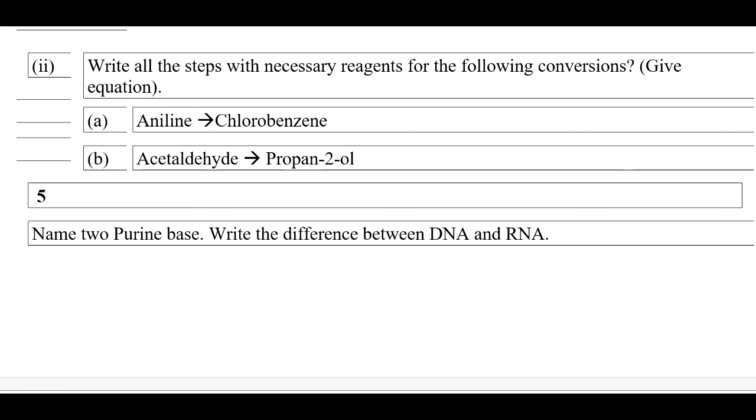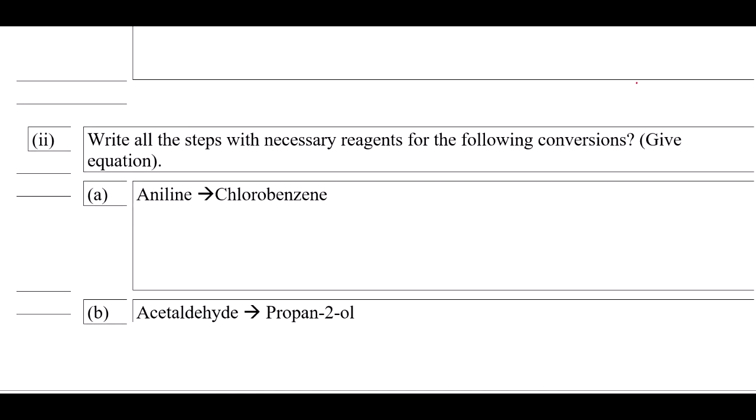Okay, here the necessary reagents for conversion are asked. So we are getting aniline to chlorobenzene. First of all, let's see what the structures of aniline and chlorobenzene are and what functional group conversion is happening. So we are having aniline here.